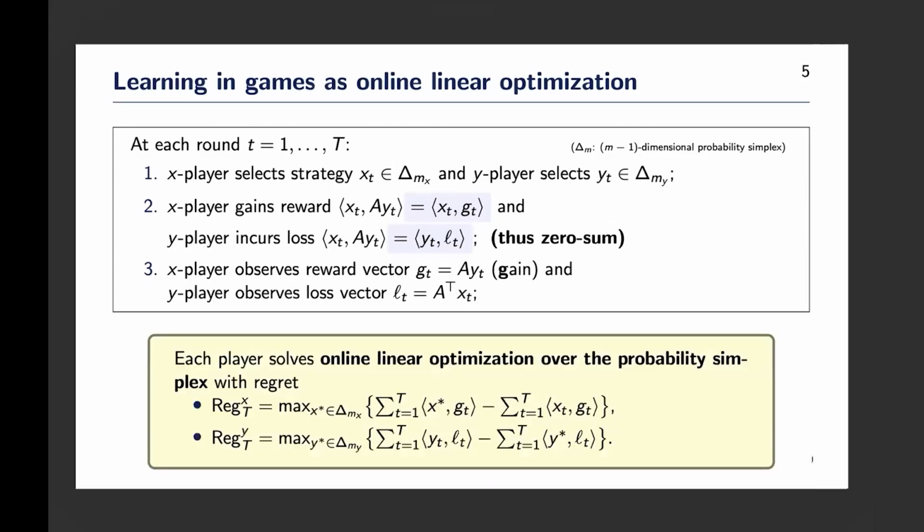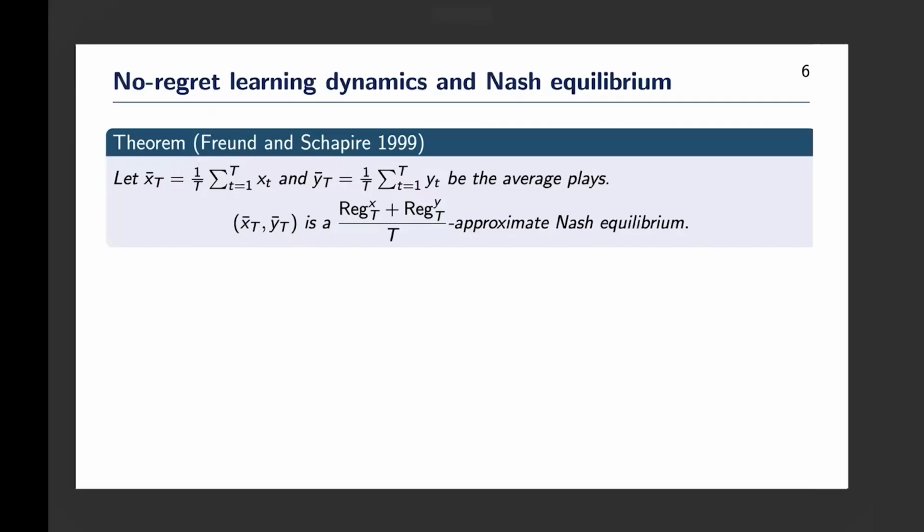So for each player, this problem can be seen as online linear optimization over the probability simplex. And one can define the regret in the context of games similarly to standard online learning. So the goal of each player is now to minimize the external regret of X and Y players. And the reason why we care about regret is its classical connection with Nash equilibrium.